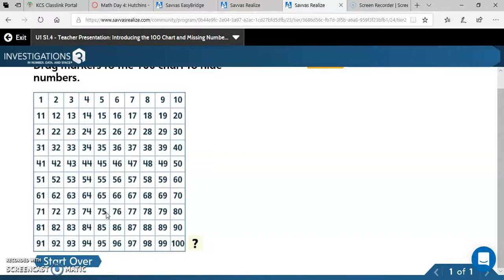Like the number line, it can help us count and solve problems, or determine how to write a number, or figure out the order of the numbers. What do you notice about the 100's chart?